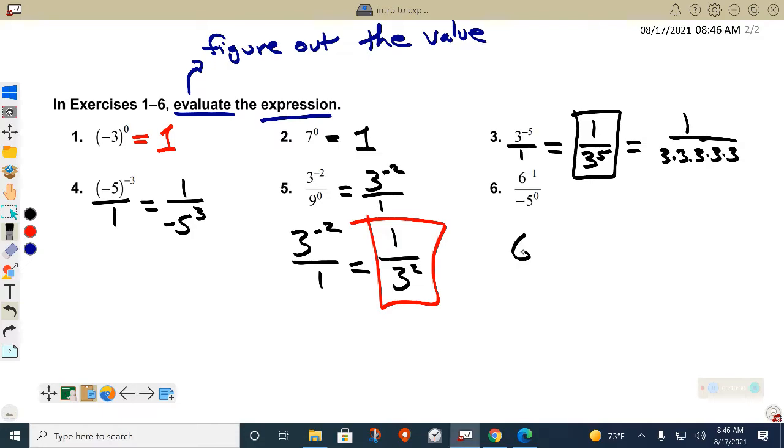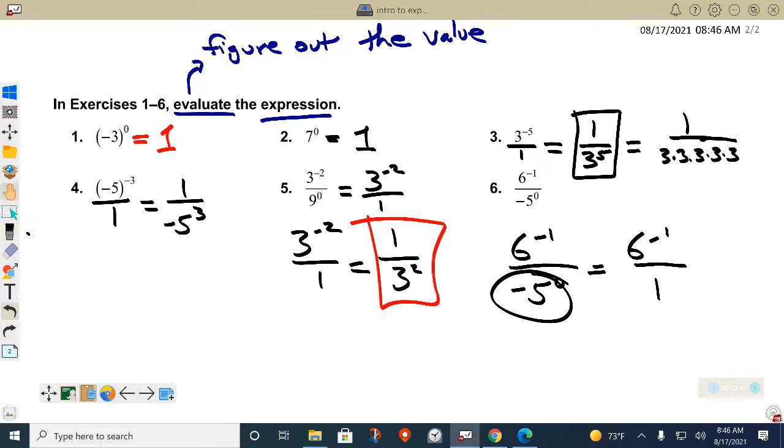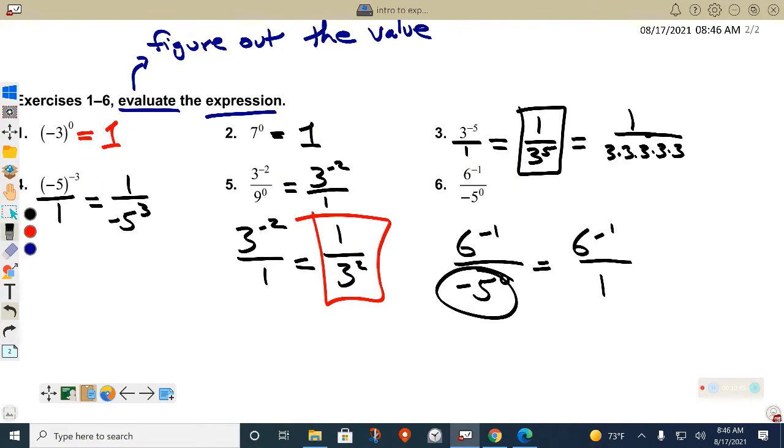It's the same thing, huh? 1 over. Nice. This becomes, look at the denominator becomes 1 again. So I got 6 to the negative 1 over 1. Reciprocate that puppy, right? And that becomes 1 over 6 to the positive 1 power.